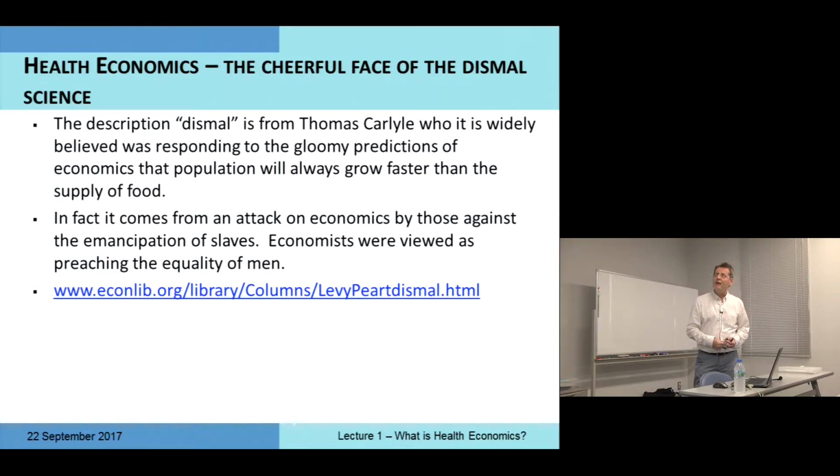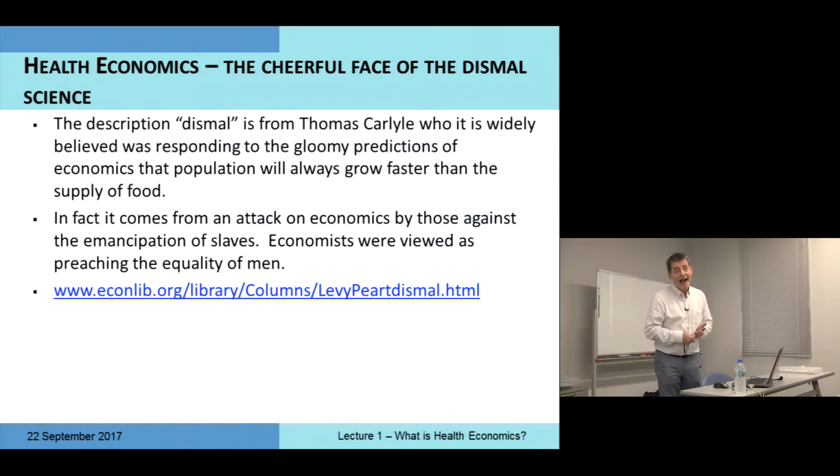This description actually comes from Thomas Carlyle, and it is widely believed that he was responding to the gloomy predictions of economics. The idea, this is going back in time, that the population will always grow faster than the supply of food. And this seemed to be one of the messages back then coming from economics. And it was thought that's why he called it dismal, that it seemed to not be a very happy story. But in fact, if you look at the history of it, that's not where the dismal bit came from at all.